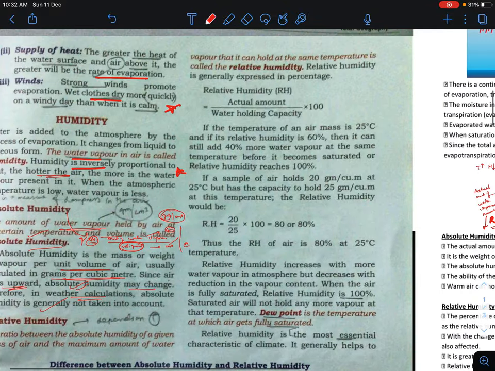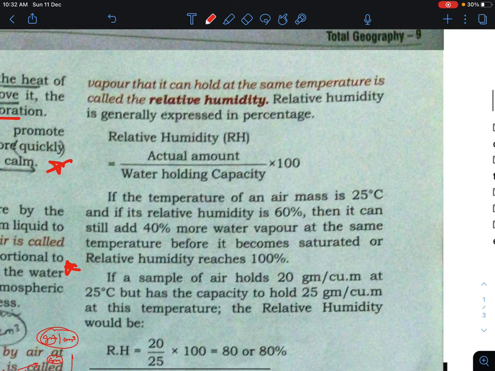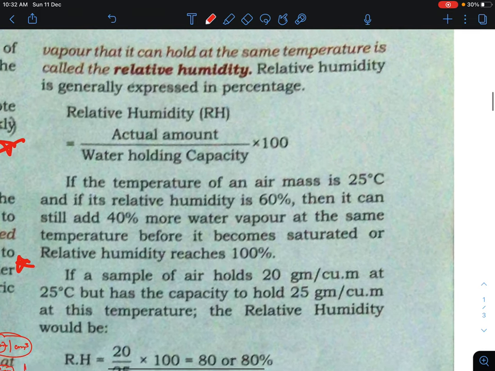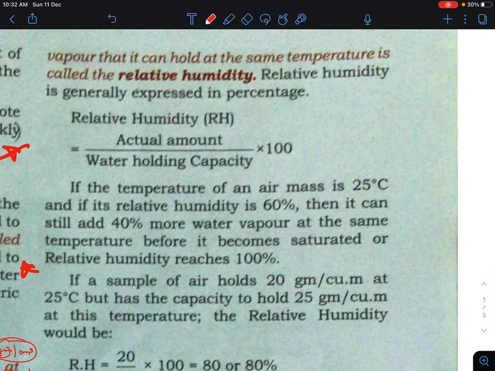The water vapor that it can hold at the same temperature gives the relative humidity, and it is generally expressed as a percentage. The relative humidity is equal to the actual amount divided by the water holding capacity. That is, the actual amount of water vapor divided by the maximum water holding capacity, multiplied by 100, comes as the relative humidity.